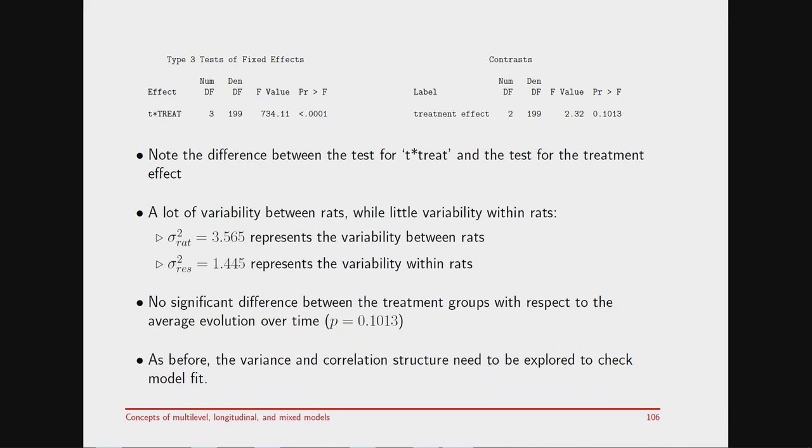This here tests whether the 3 slopes are equal to 0, while the interaction term here is testing whether the 3 slopes are equal to each other. And that's something else. Of course, the slopes are not equal to 0. The animals are growing, but the three groups can have the same growth. And that's what we see here.